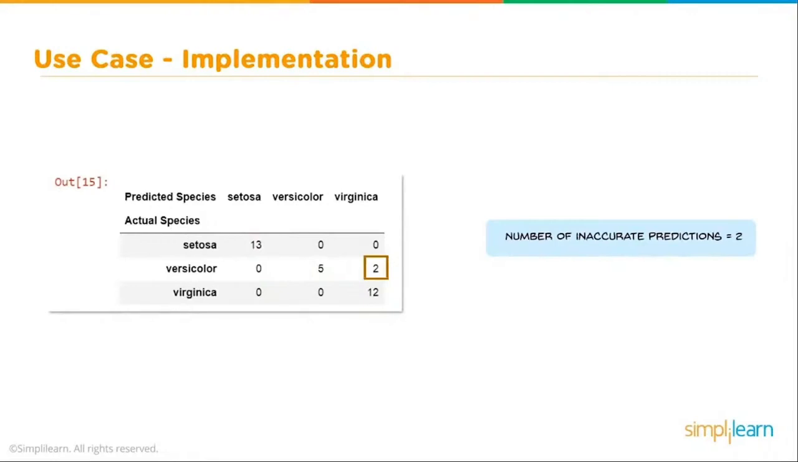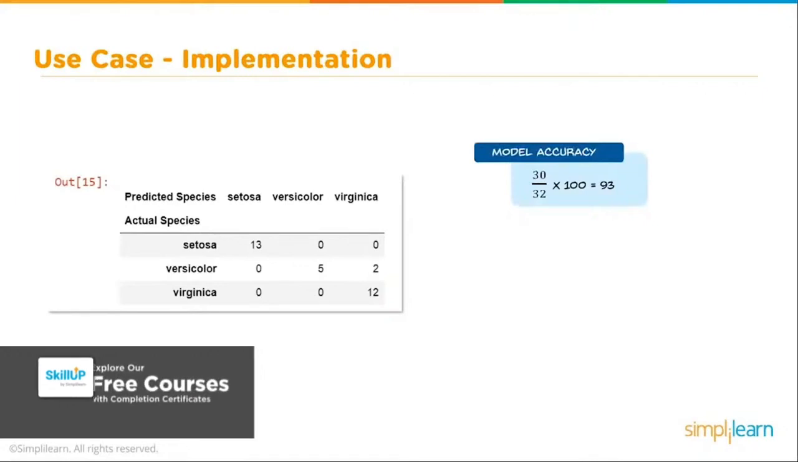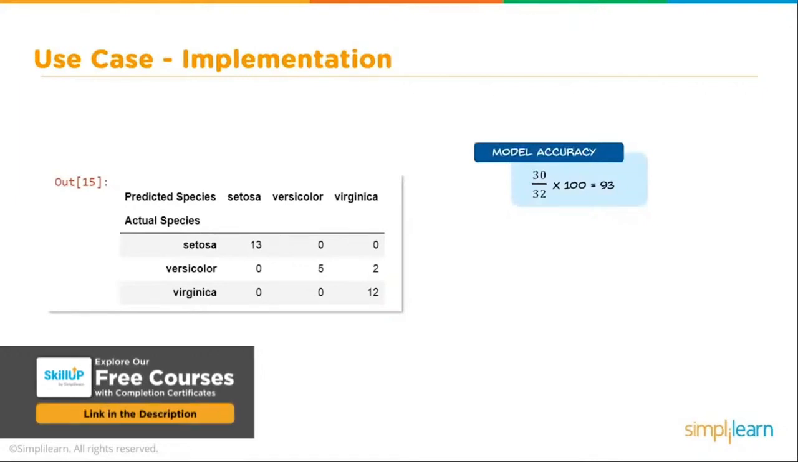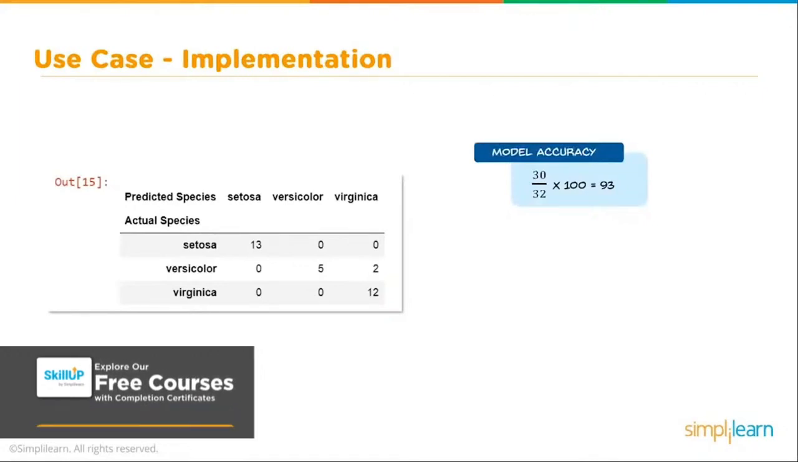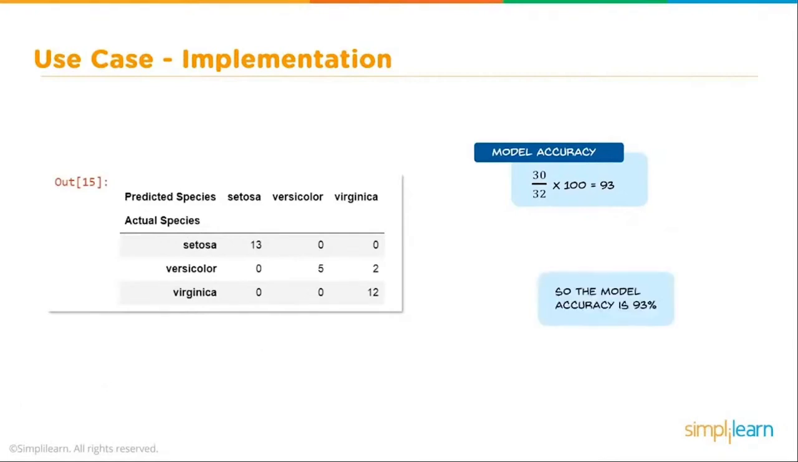So now we have two inaccurate predictions and 30 accurate predictions. So we'll say that the model accuracy is 93. That's just 30 divided by 32. And if we multiply it by 100, we can say that it is 93% accurate. So we have a 93% accuracy with our model.